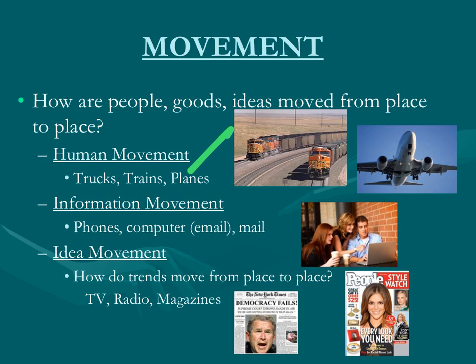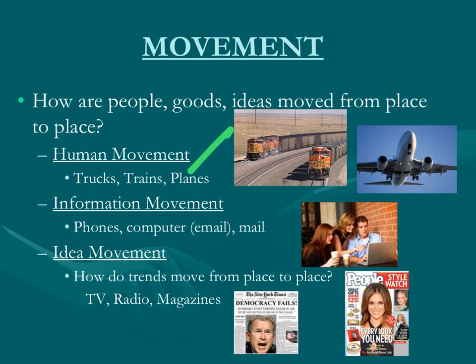So some examples of how humans move from place to place are we use trucks to move from place to place. We use trains and planes to move long distances from place to place. We use boats to move from place to place. We use cars. We walk. Those are ideas of how humans move.